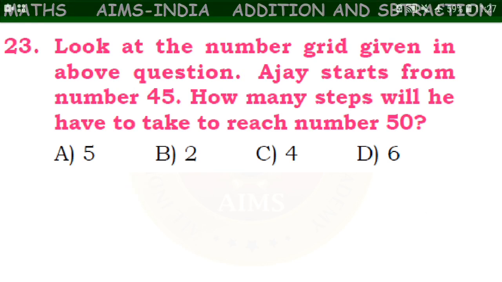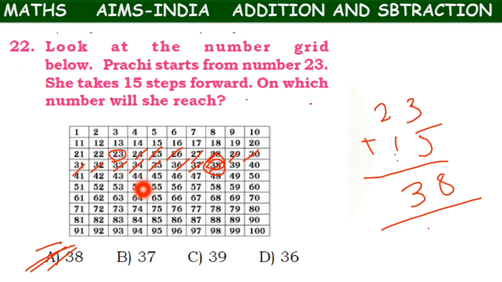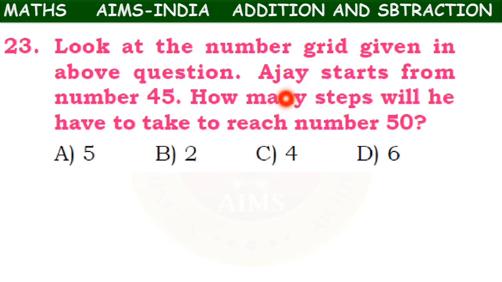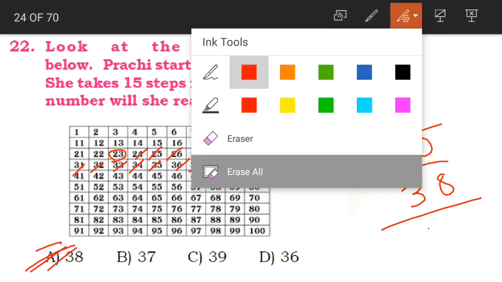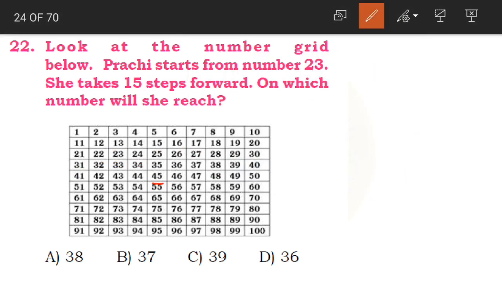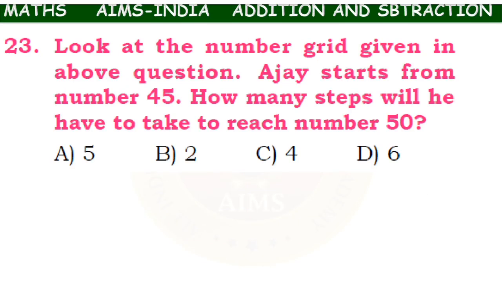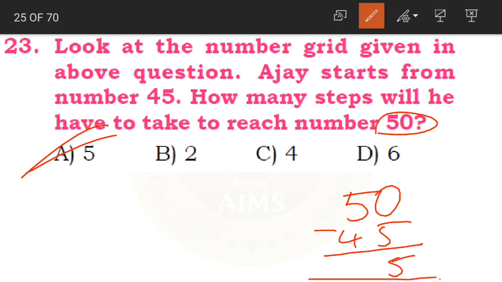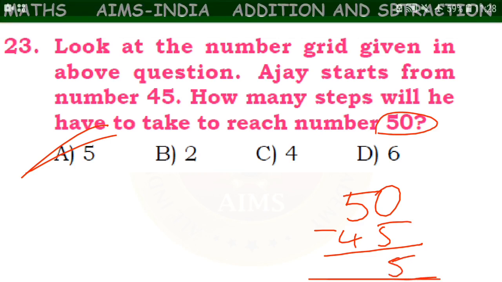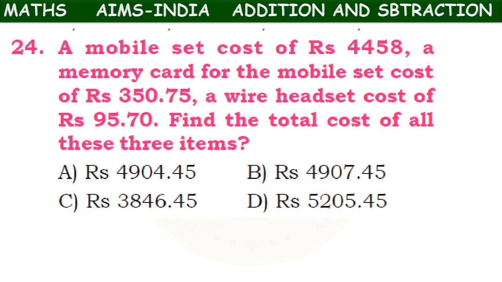Coming to question number 23. Again, the same grid given in this question is to be considered. Ajay starts from number 45. How many steps will he have to take to reach number 50? He is starting from 45. So how many steps does he need to reach 50? 1, 2, 3, 4, 5. Yes, children, 5 steps. So 5 will be our answer. That is option A. Or simply, you can subtract 45 from 50. 50 minus 45 is 5. Either way, option A, 5 will be our correct answer.